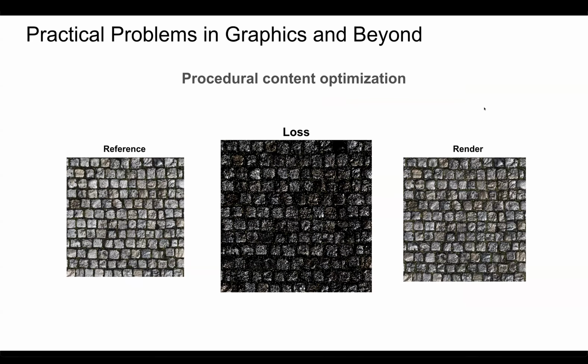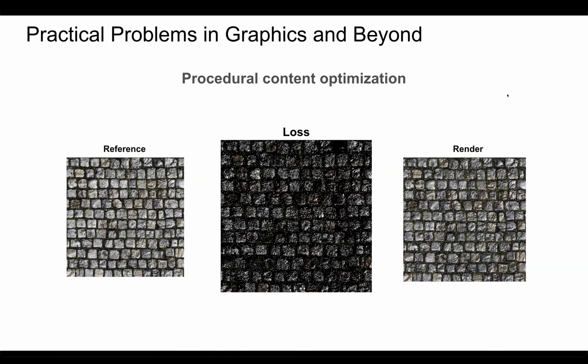Then there's procedural content optimization. So let's say you're generating a complex procedural texture using a shader with dozens of input parameters for colors, fractal frequencies, noise scales. Manually tweaking the parameters to achieve a specific look is tedious and time consuming. So you could instead have a target image that you're trying to imitate and a loss function to measure the pixel-wise difference. Autodiff can compute the derivatives of the loss with respect to all of your input parameters, allowing an optimizer to automatically adjust them until the generated texture matches the target.